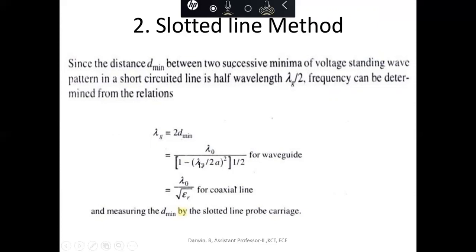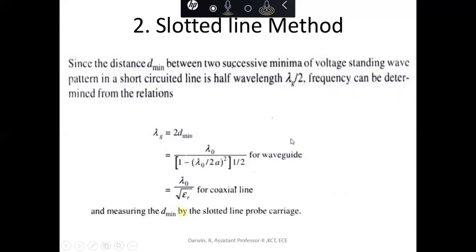The guide wavelength is also equal to lambda naught by root of 1 minus (lambda naught by 2a) square. So if you substitute here, you can easily find the value of lambda naught, and you know the value of a by measuring the dimension of your waveguide. If you know the value of lambda naught, frequency can easily be found. You know the relation between frequency and wavelength: lambda naught equal to c by f naught. So lambda naught will give you the value of f naught, and c is the velocity of the wave, which is equal to 3 into 10 power 8 meter per second.